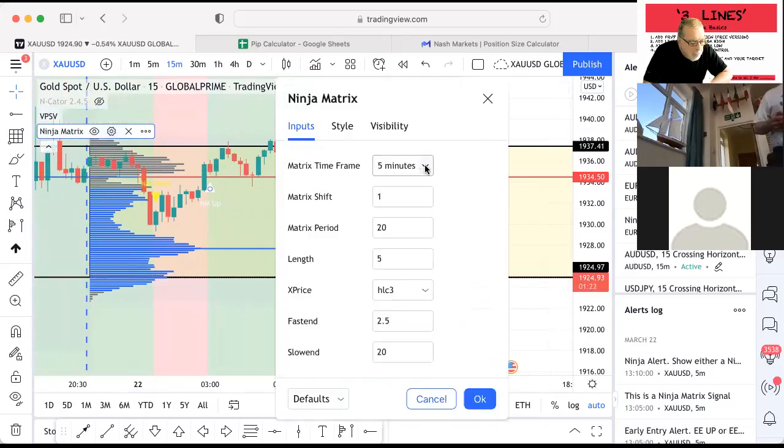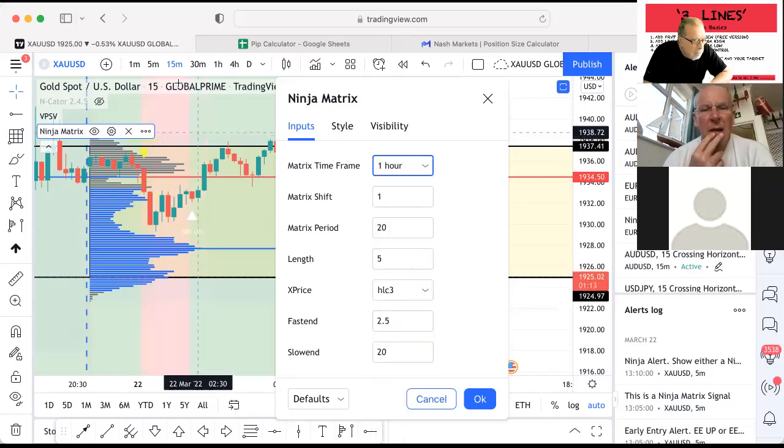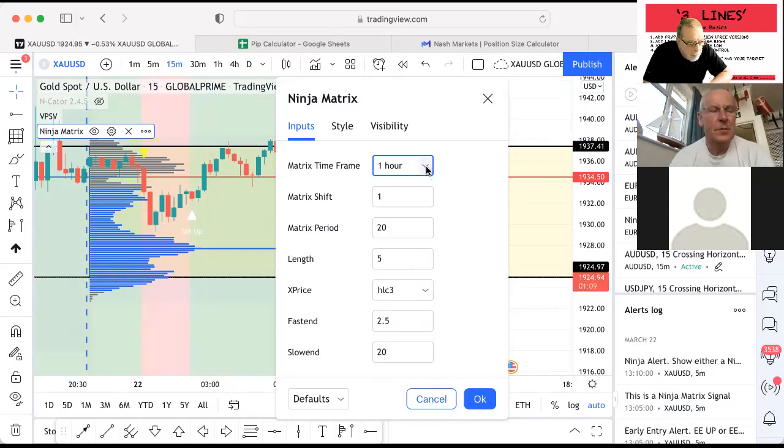Right, so I've been playing around with looking at 1 minute entries. What I need to do is start off on the 15-minute chart, which I am, and I need my matrix time frame to be on 1 hour.